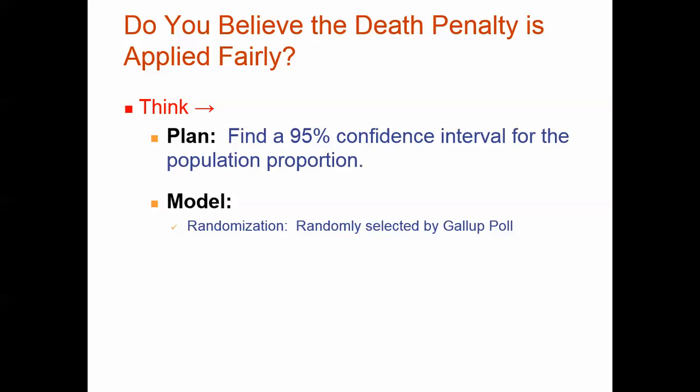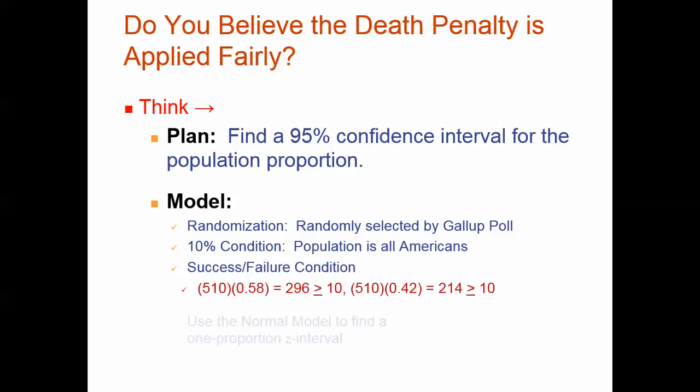This was a Gallup poll, so it's probably random. Less than 10%, yeah, 510 would be less than 10% of all Americans. Success/failure: we take the 58% that answered fairly in the survey times the sample size. We get the successes, 296, and then we take 510 times 1 minus p hat, and we get 214. Notice this plus this equals the 510, so we can use the normal model.